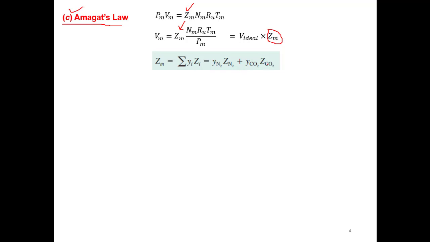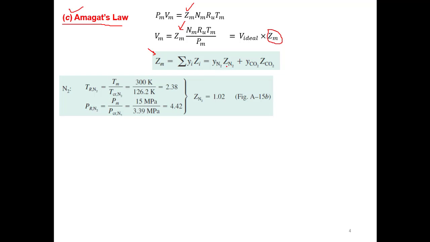As you can carefully see, this procedure says that instead of calculating the Zm from the critical pressure or critical temperature of the mixture, you have to individually calculate Z nitrogen separately, Z carbon dioxide separately, and then put these values in to get the value of Zm. This is a slightly different procedure than Kay's rule.